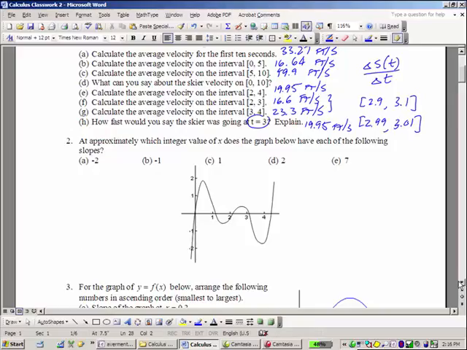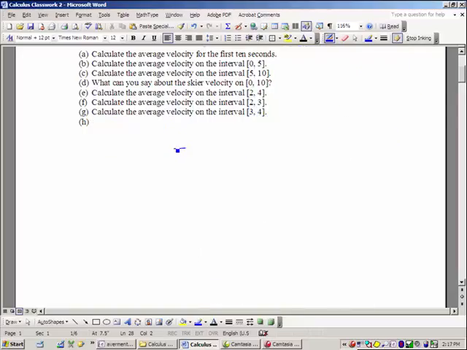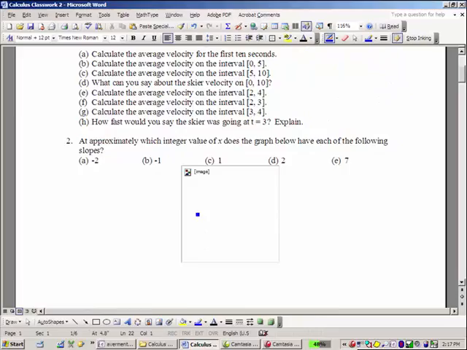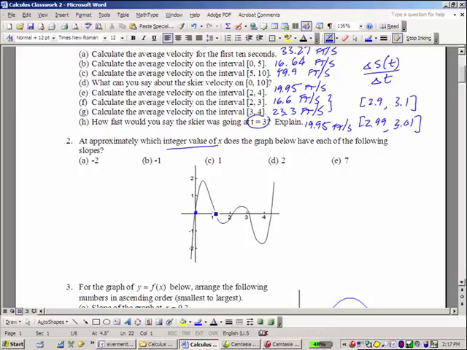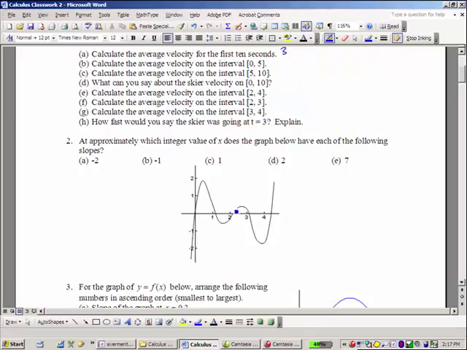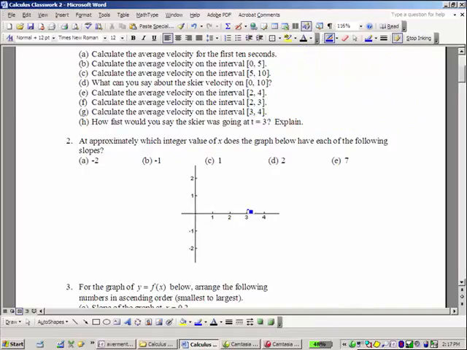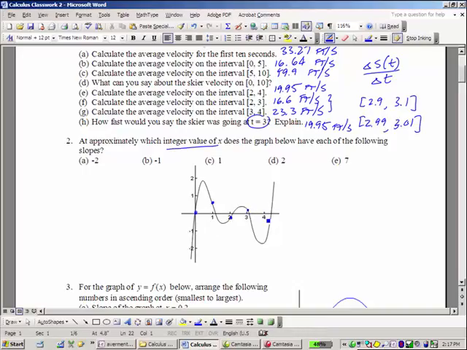Let's see. Tali, read for us. All right. What integer value of x does the graph have each of the following slopes? So the first thing I'm going to do is look at the integer values. So that's like 0, 1, 2, 3, 4.